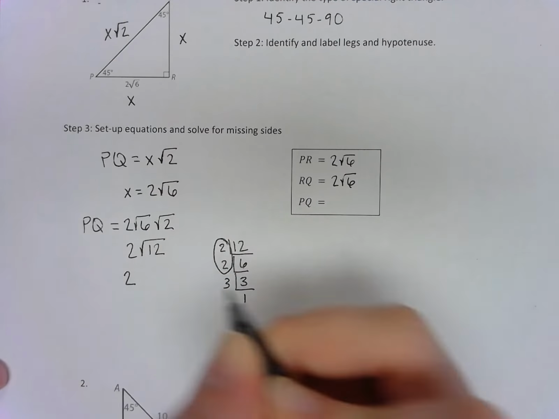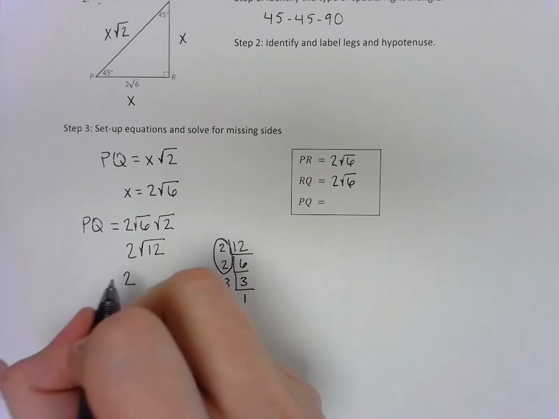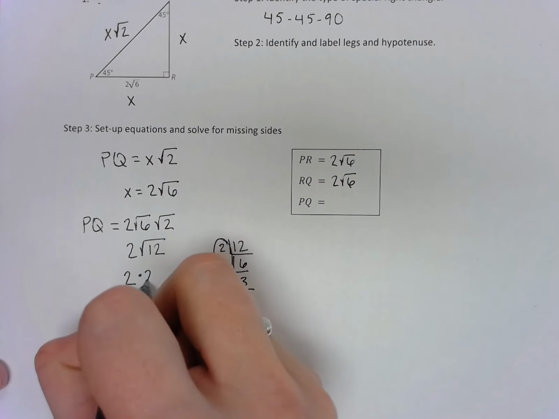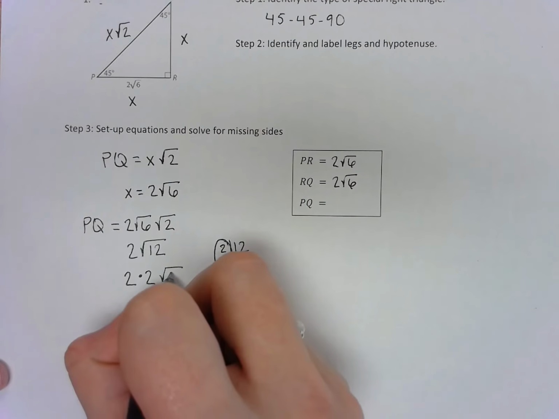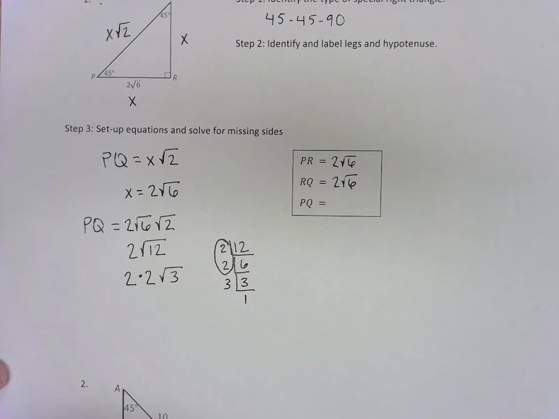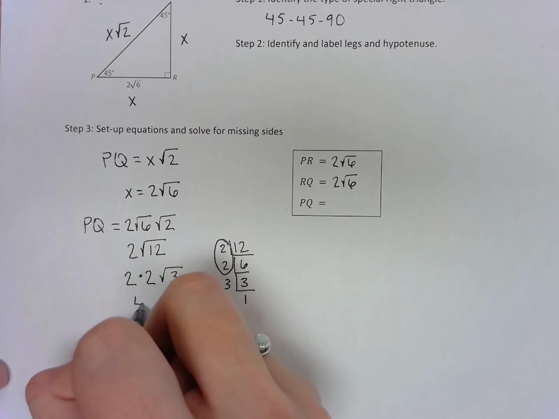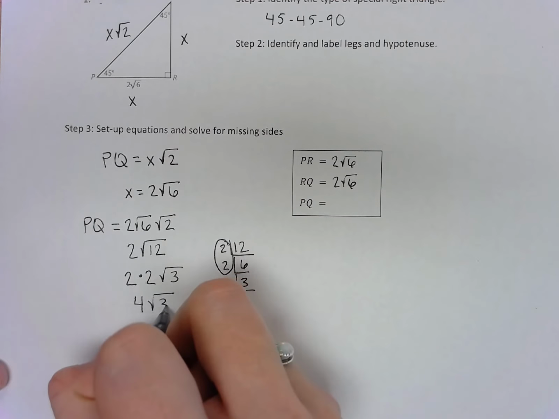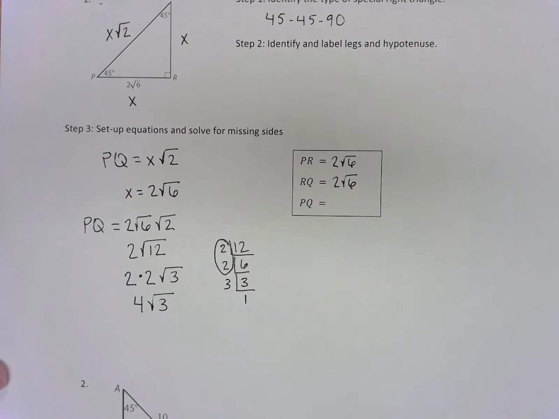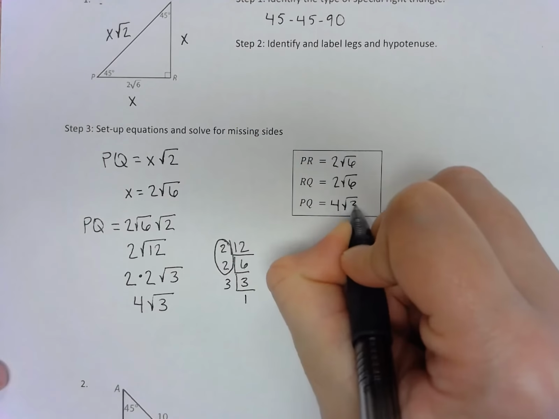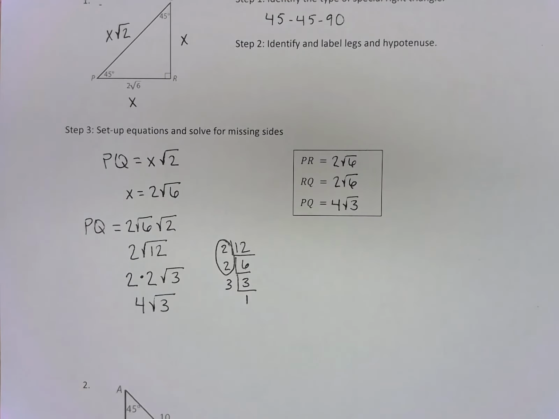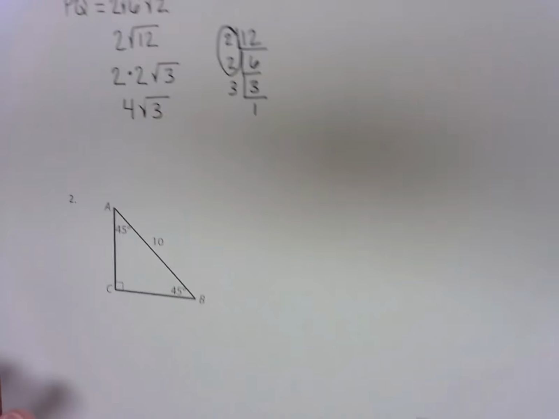So a 2 is already out front. But then with the pair of 2's, we're going to bring that one out as a 2. And then under the radical, we keep the 3. So 2 times 2 is a 4. The square root of 3 is the answer for our hypotenuse. So the length of PQ is 4 the square root of 3. Let's look at example 2.